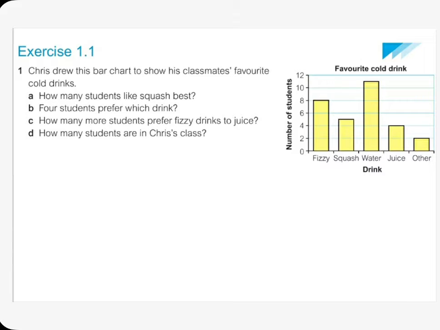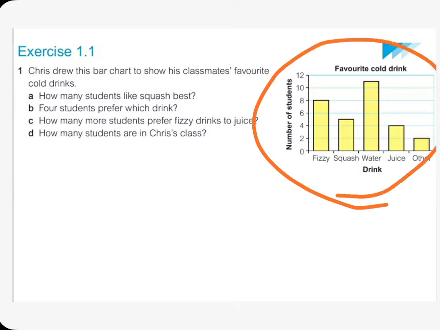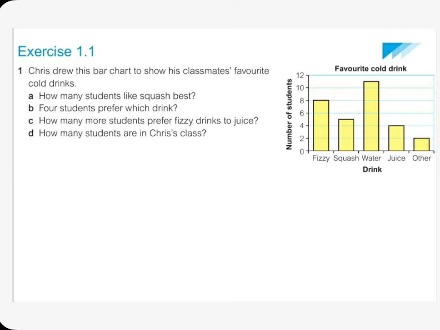In this presentation we're going to talk about 1.1 two-way tables and bar charts. As you can see in this question, we have a bar chart here. A bar chart is a chart that has two pieces of information and it has bars to show this information. That's why it's called a bar chart.